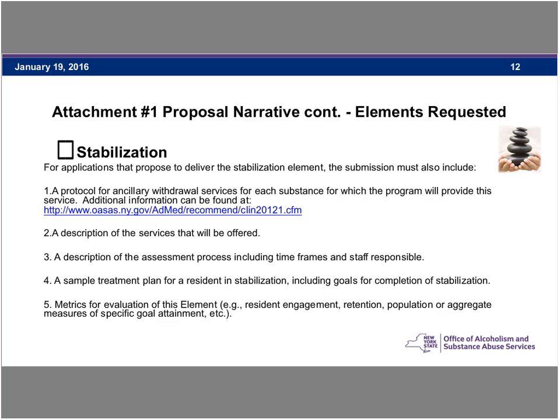The fifth item that you're going to put in your proposal narrative is metrics for evaluation of this element. And I think that Henry spoke real briefly about defining what those markers are and looking at those markers, and how you will define and look at resident engagement, resident retention, the population or aggregate measures of specific goal attainment. How will these things be measured? So each agency will need to describe in this element of care what you will be using as your markers around engagement, retention.